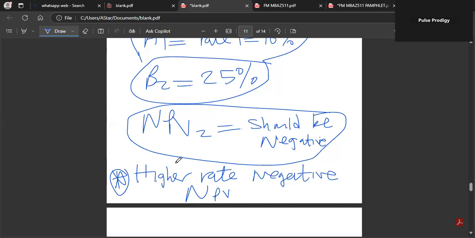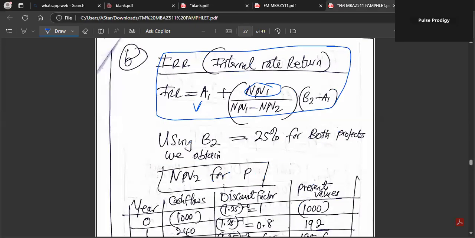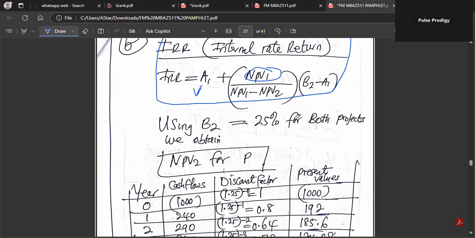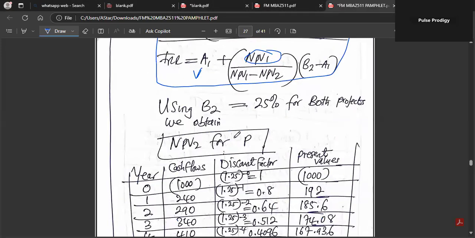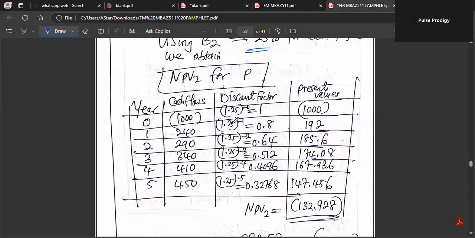So in this case, what did I use? I used 25%. So I have to find 25% using the same. If you get a calculator, you would see it is 1 plus r to the power negative n. Okay, so the rate r is 25%. So it will be 1.25 to the power negative 0, which is 1.